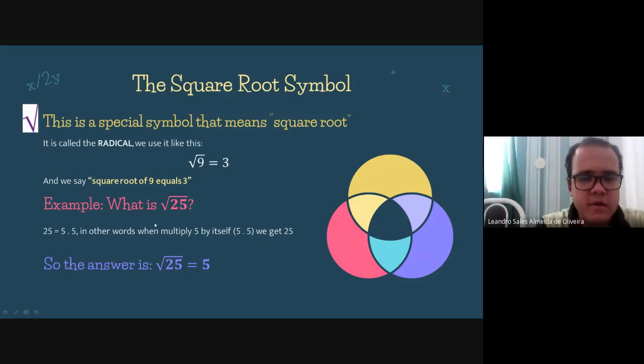Example, what is the square root of 25? As 25 equals 5 times 5. In another way, if we multiply 5 by itself, we get 25. So the answer is, the square root of 25 is 5.